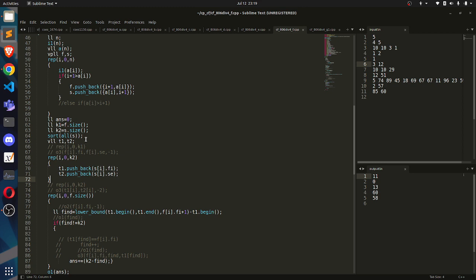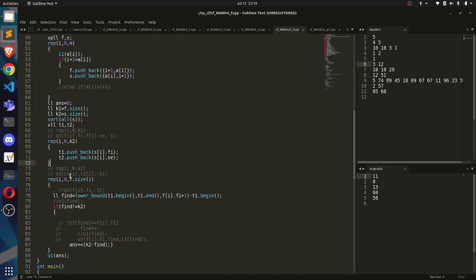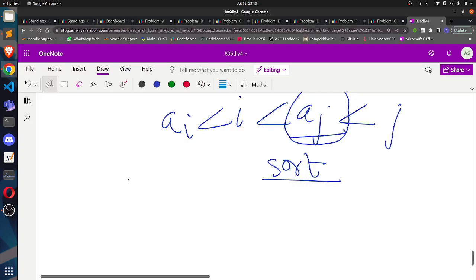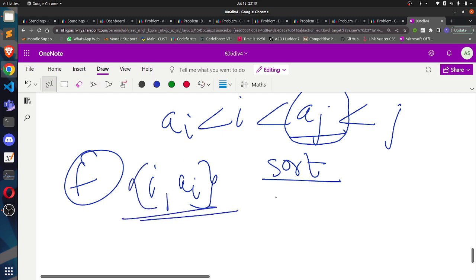And then I am storing it in T1, a different vector, just for using lower bound on T1. And then I am iterating on all the elements of the vector F, in which I have stored the values as A[i], i pairs for all such pairs where i is greater than A[i].